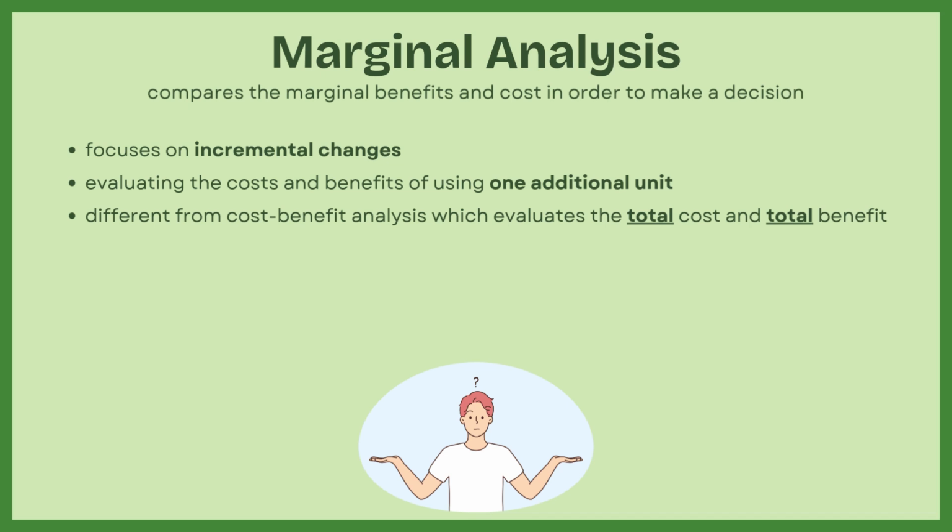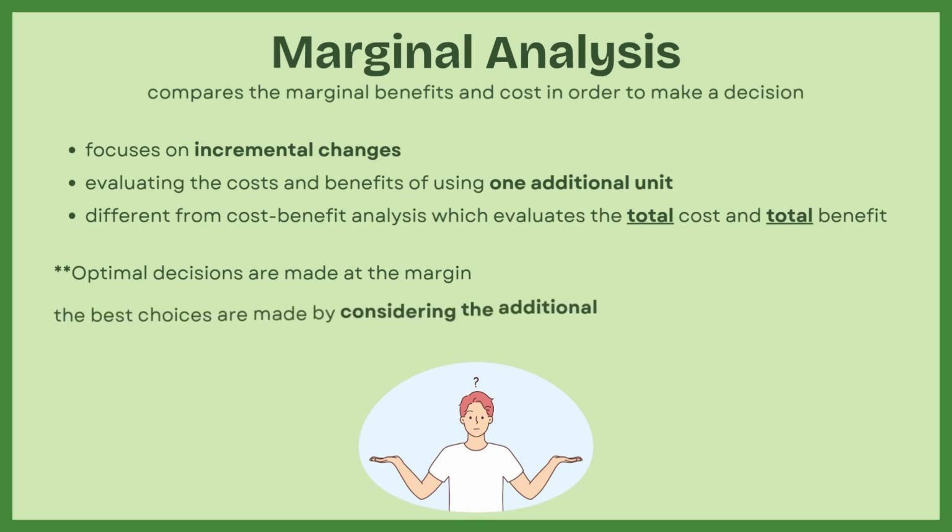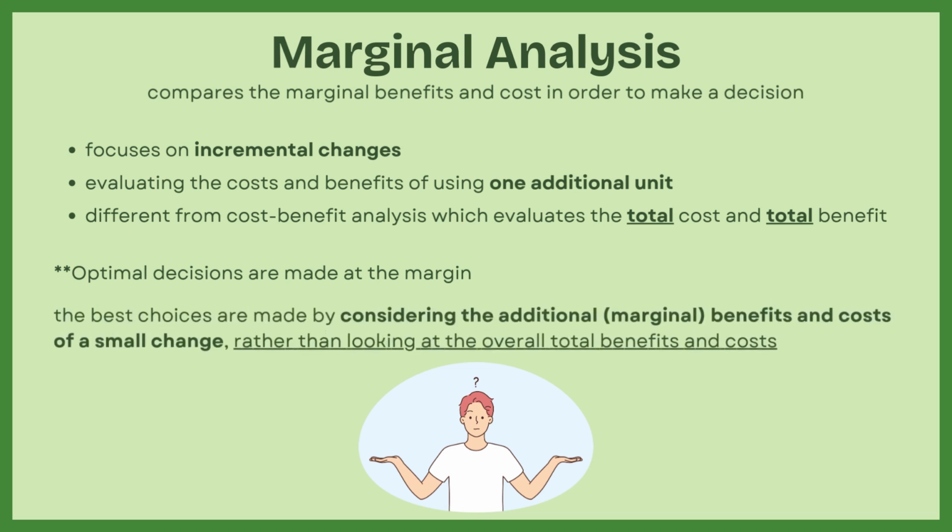There is a common phrase that you may hear. Optimal decisions are made at the margin. This means that the best choices are made by considering the additional or marginal benefits and costs of a small change in an action rather than looking at the overall total benefits and costs.